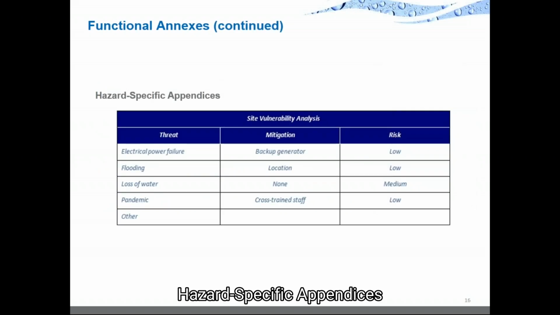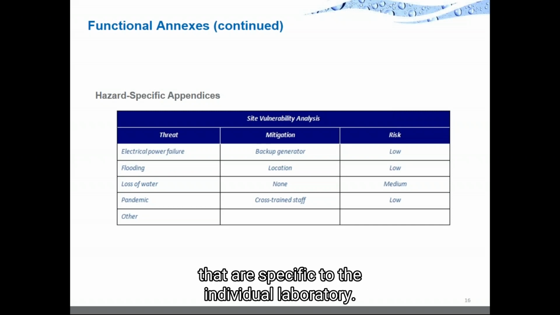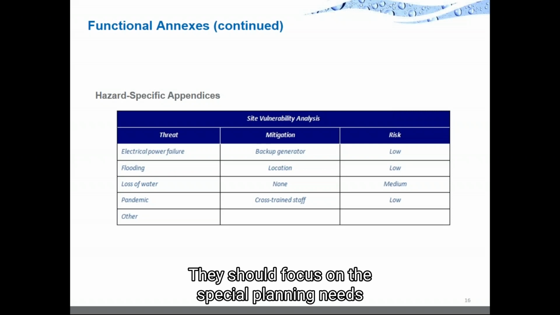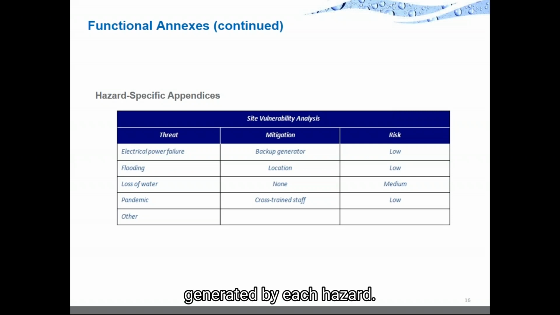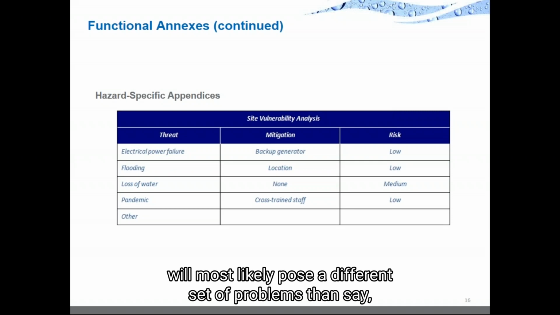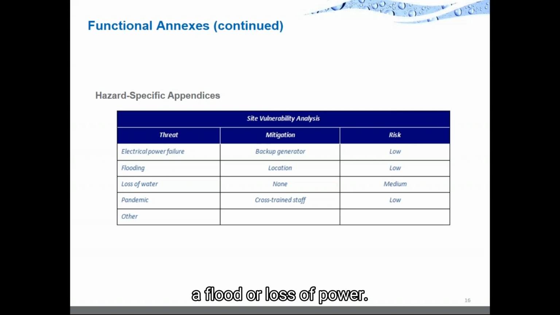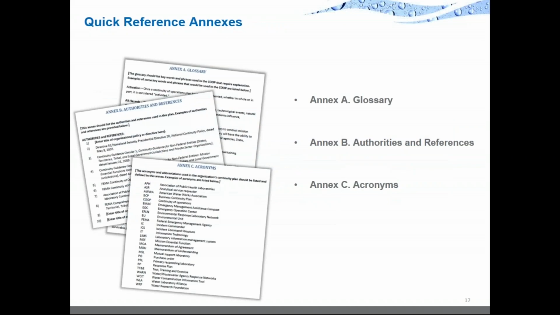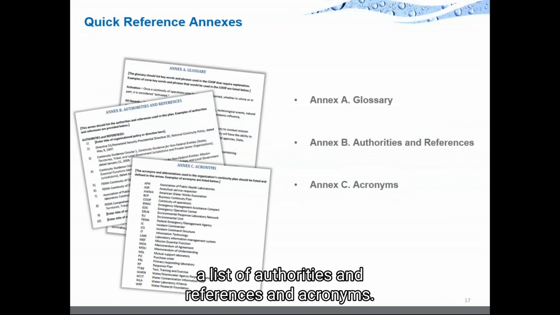Hazard-specific indices should include different scenarios based on hazards of concern that are specific to the individual laboratory. They should focus on the special planning needs generated by each hazard. For example, a pandemic situation will most likely pose a different set of problems than, say, a flood or loss of power. Finally, we have the reference annexes. These are fairly self-explanatory. They consist of a glossary, a list of authorities and references, and acronyms.